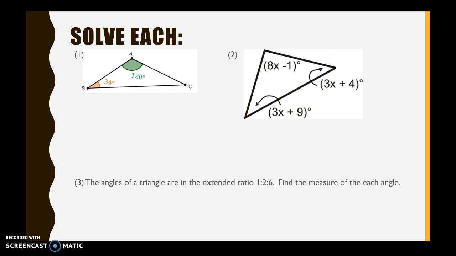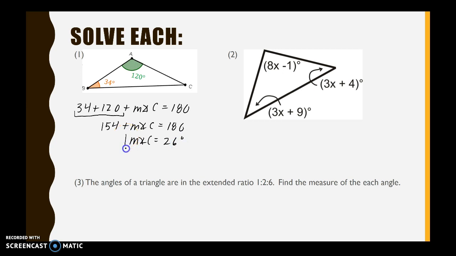All right, so solve each of these, okay? In triangle ABC, I know 2 angle measures. I'm looking for the third. That's the measure of angle C. Add them all together, set it equal to 180 degrees. Combining like terms, 154 degrees plus the measure of angle C. All right, and now when I subtract 154 from both sides, the measure of angle C would be 26 degrees. So just a very simple use of the triangle sum theorem.